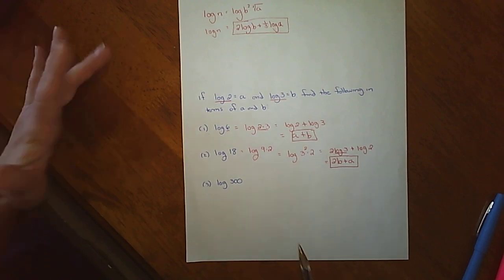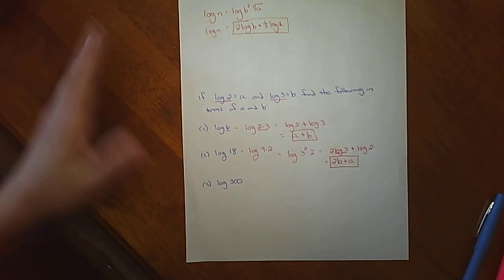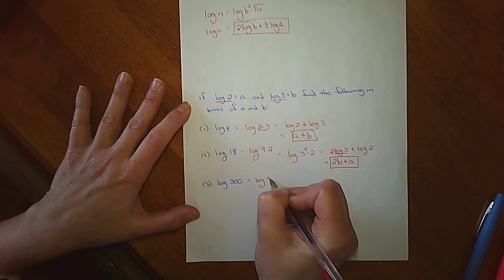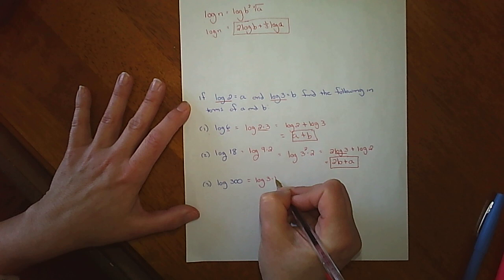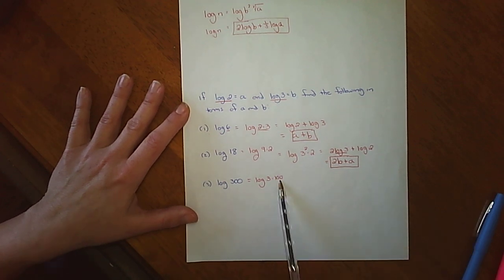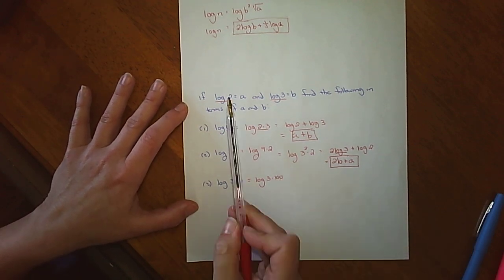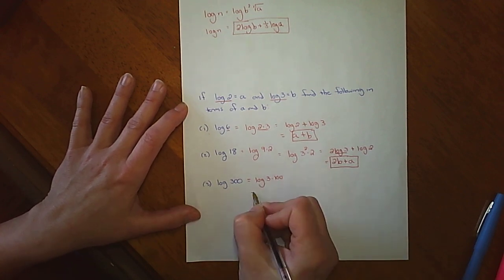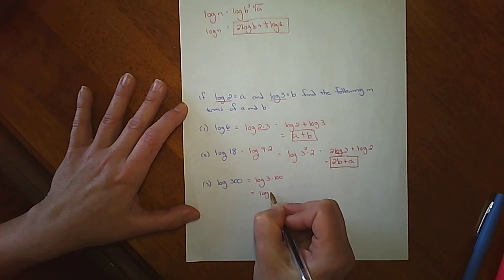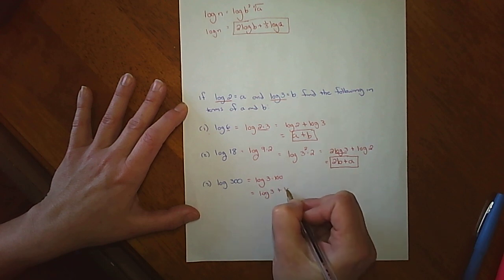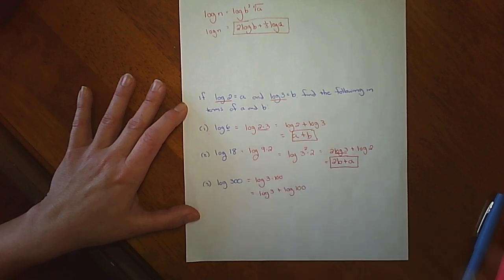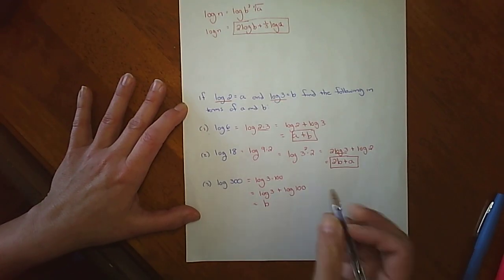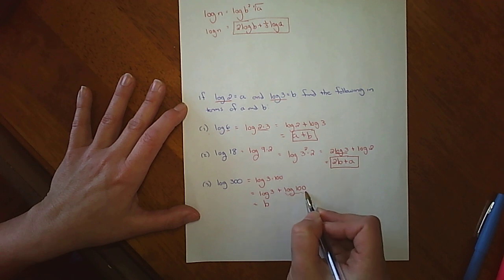Now, 300. All right, how are we going to handle this? Well, my first gut feeling is 300 is 3 times 100. Now, I know 100 doesn't have to do with 2, but something special can happen. So let's check this out. This becomes log 3 plus log 100. All right, log 3 is definitely b. But this guy is special.